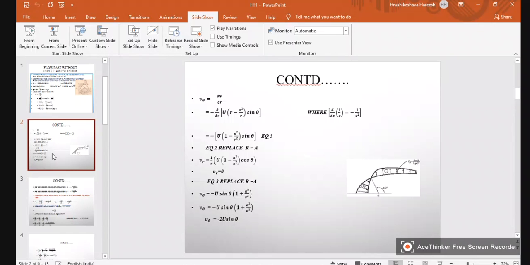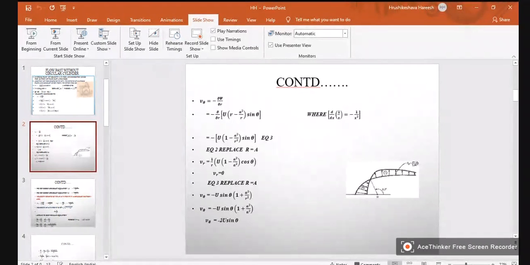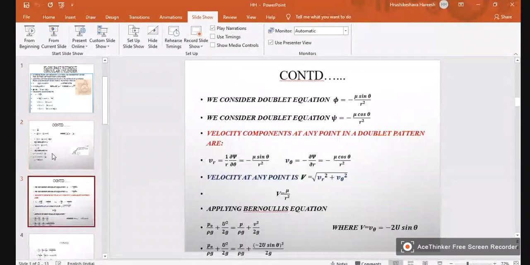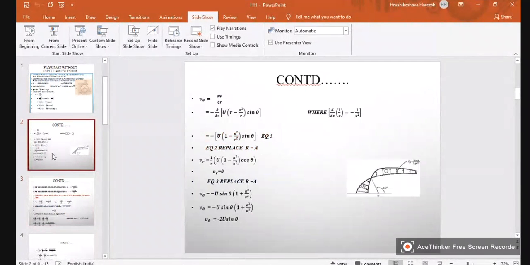Okay. 1 plus A square by A square. Therefore R is equal to A. Okay, sir, therefore R replaces A. Okay, that's next. Next slide. Harish, next slide. Okay, sir. Slide change.